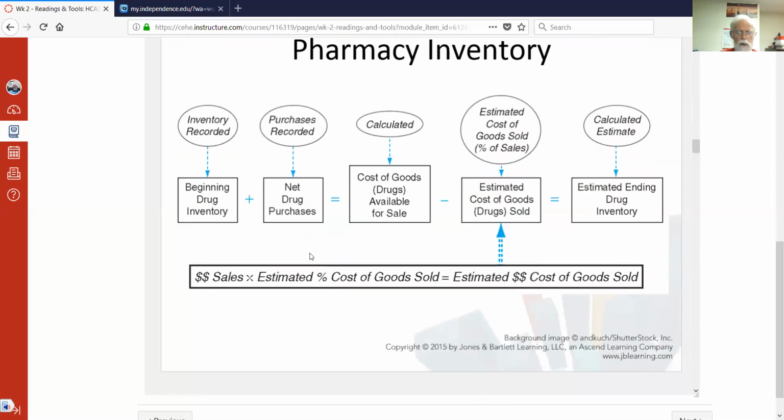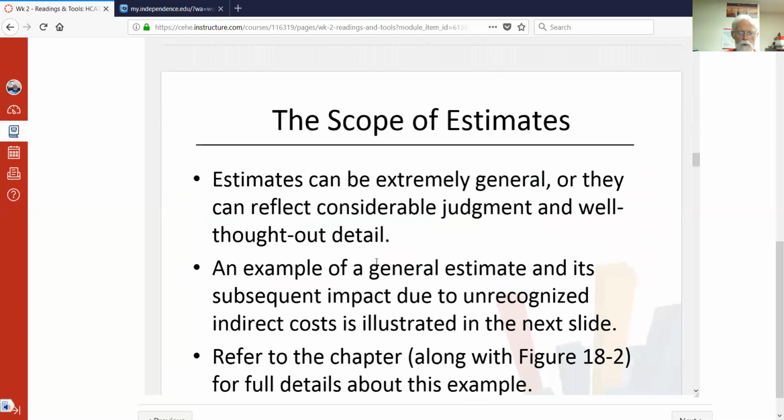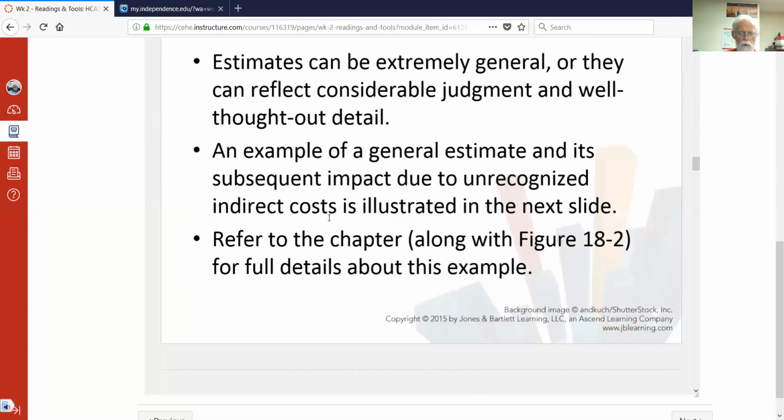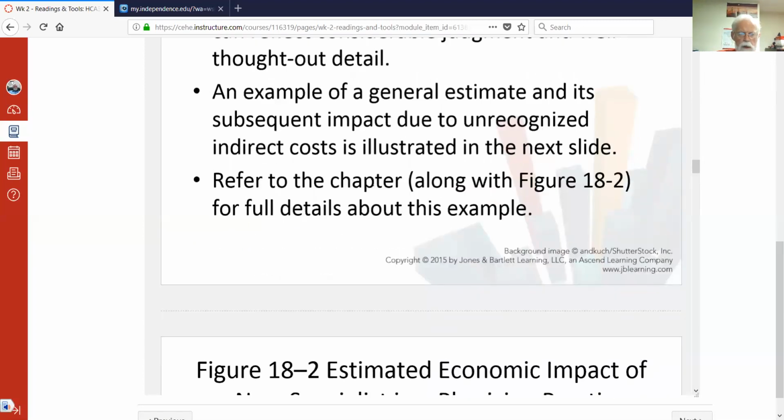So really, the purpose is somebody saying, what do we think our drug inventory is going to be at, say, the end of September. So we're making an estimate. We don't know what's going to happen. There are other things that can make them less accurate.